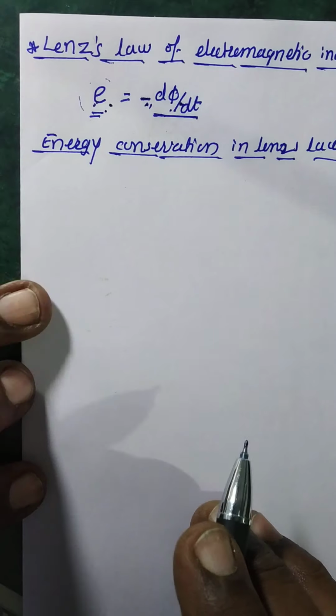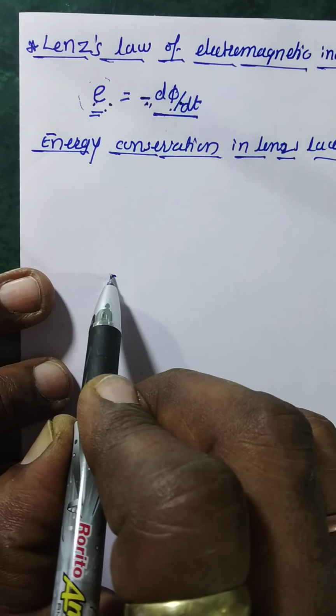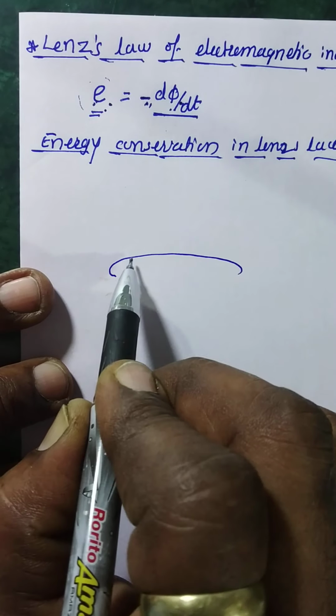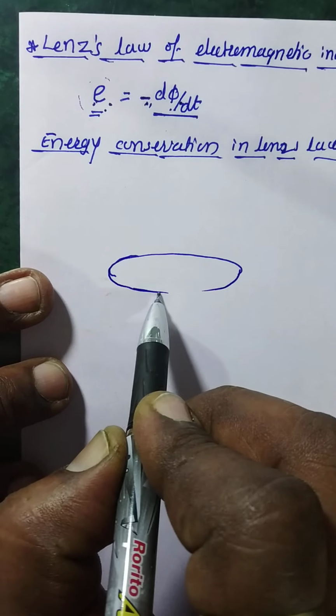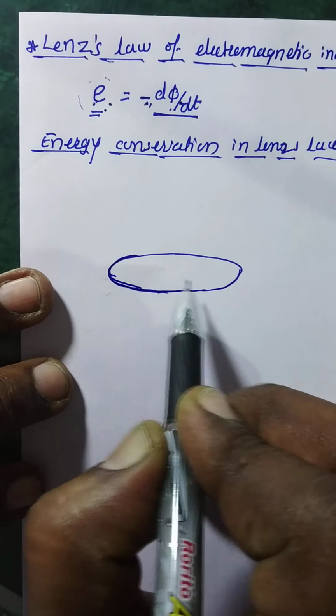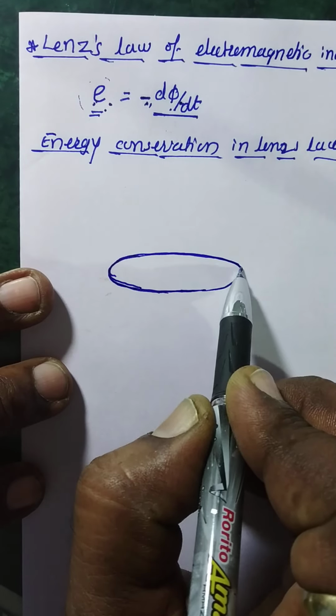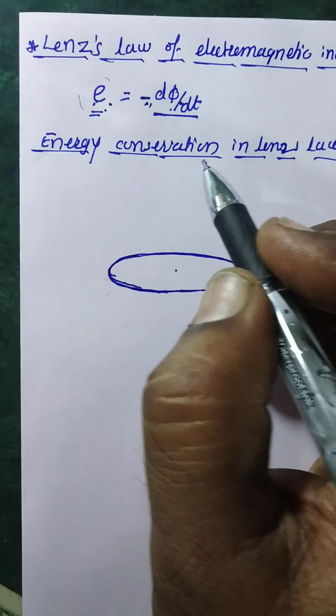Now see, energy conservation in Lenz's law. Suppose this one as a coil like this. आणि समजा या ठिकाणी हा एखादा मॅग्नेट आहे.